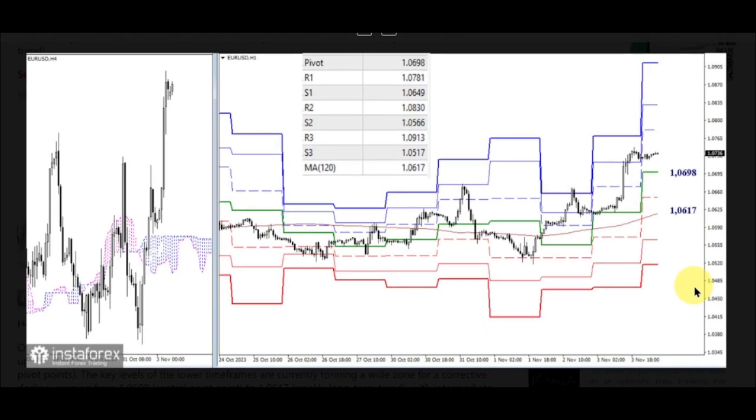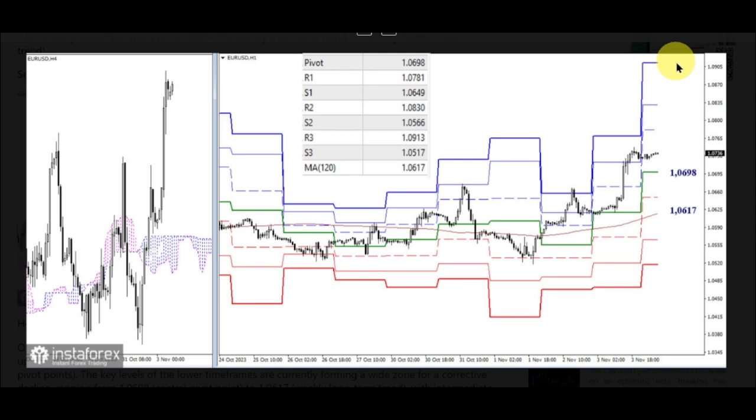On the lower timeframes, the main advantage currently belongs to the bullish players. Today, their upward targets within the day await the market at 1.0781, 1.0830, and 1.0913, resistances of the classic pivot points.